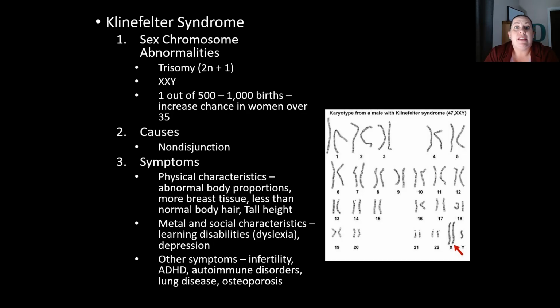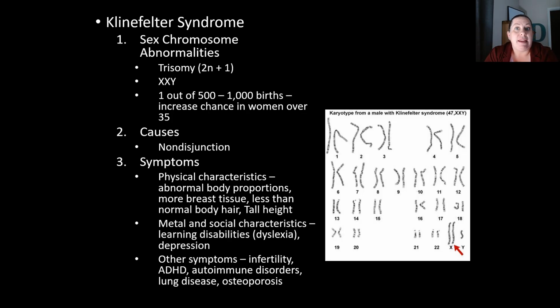It causes an issue because when you're 35, that egg is also 35 and has been sitting there where things could go wrong during those 35 years. So the older you get, the higher the risk or chance of this kind of stuff with non-disjunction could happen. Symptoms include, with physical characteristics, abnormal body proportions. So they have odd body proportions when it comes to their torso, their hips, their leg length, things like that. They tend to have more breast tissue due to the extra X. So they have a little more breast tissue that's present.